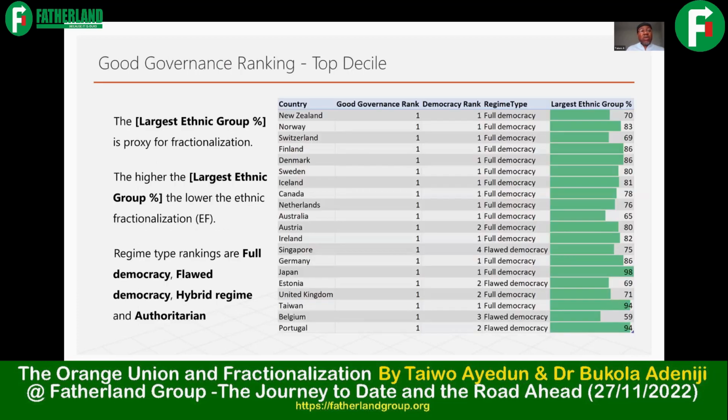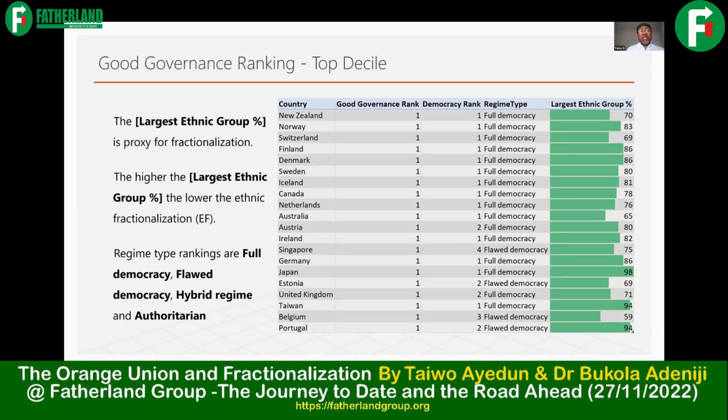So when we put together all of the indices and we ranked it by the good governance rank, we saw a correlation that all of the countries that are ranked highly on good governance also rank very highly on the democracy index. They also rank very highly on the rule of law index. They rank very low on corruption. And we also saw that they were the lowest fractionalized countries. So what we did here is invariably we had about 200 countries across all the indices. And what we now did was to rank them by decile.